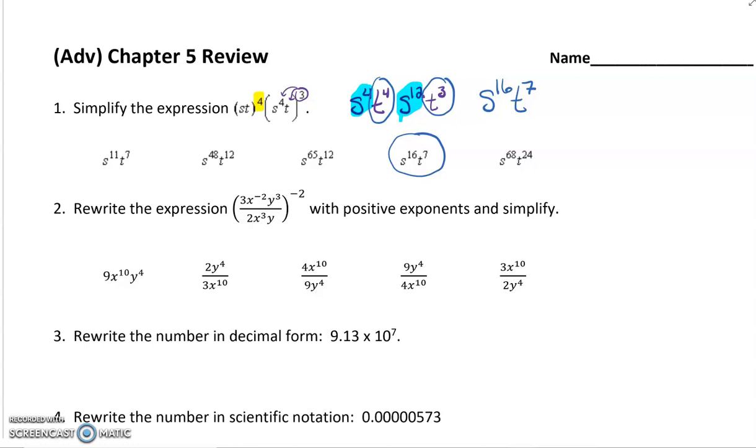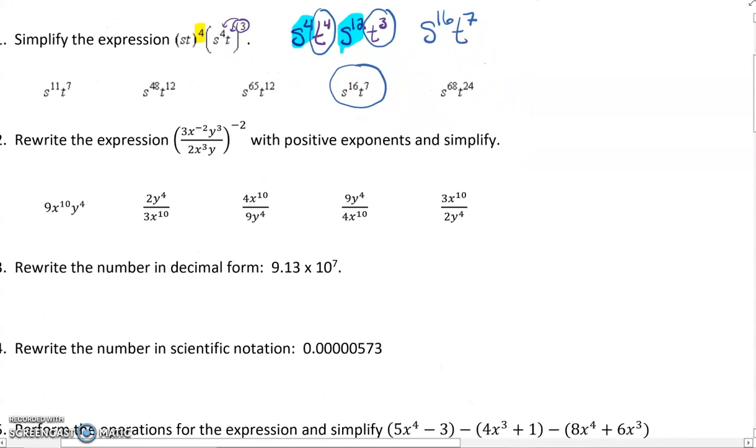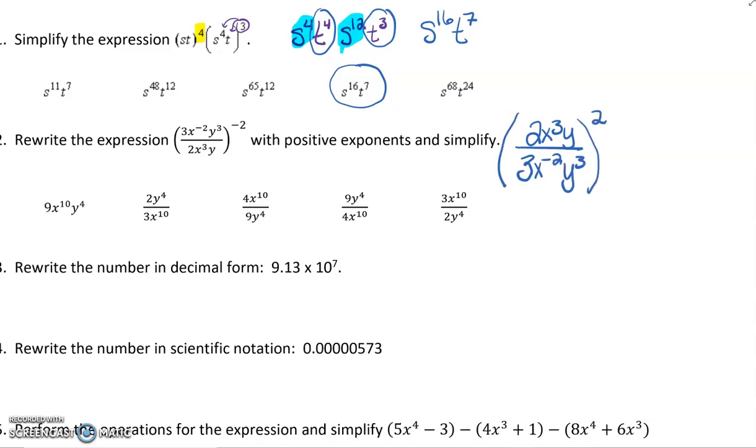Number 2, there are several ways to go about getting your answer. And honestly, the way that I'm doing this is not how I would have done it a year ago, but I think it makes the most sense. The first thing I'm going to do is use this negative exponent to flip the fraction. So negative exponents take the reciprocal. So this becomes 2x to the 3rd y over 3x to the negative 2y to the 3rd. It flips it, but then it's still an exponent of positive 2.